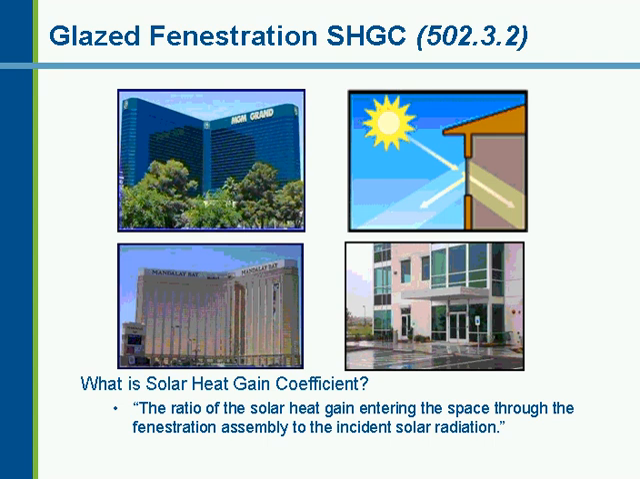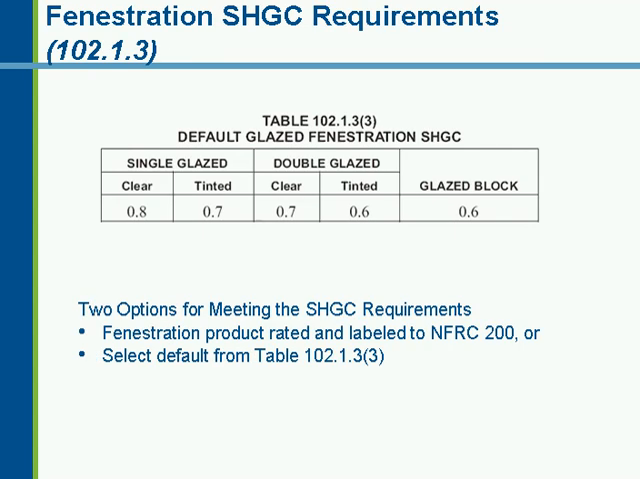The window on the lower right-hand corner, we can actually look at the default table to determine what the requirement is going to be for that particular window. So the default table for a tinted window that is also double glazed will give us an SHGC value of 0.6, which is probably not what that window is rated at. But this is an option available to you to get through the code if you do not know the NFRC 200 rated value on that particular product. Again, it's always best to use rated product, NFRC 200 rated labels for the windows.